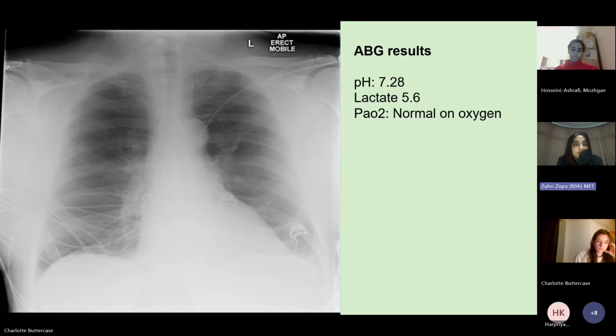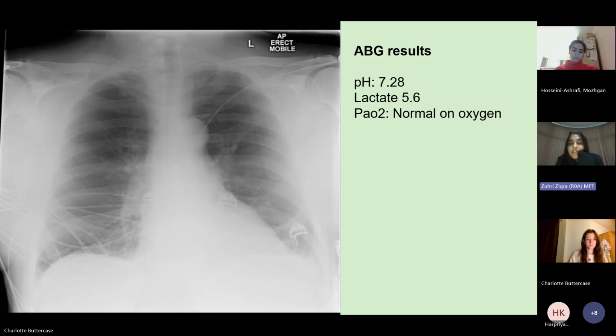So your portable chest x-ray is back. Any concerns with this? It's a very quick chest x-ray. And I think the next one is your nurse telling you that your ABG results are back as well, so you can analyse both at the same time. Anyone concerned or anything that you would do before we move on to C? If not, we can move on.